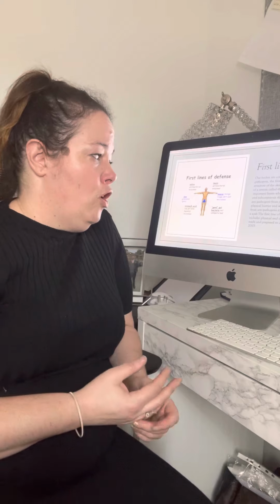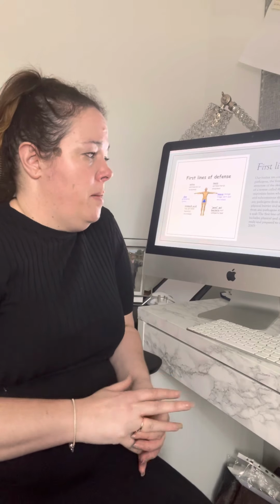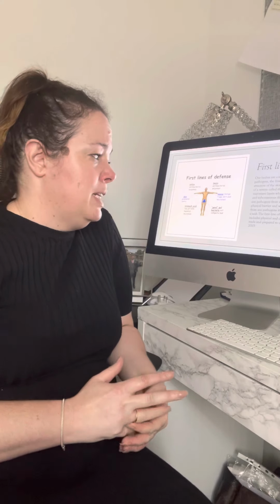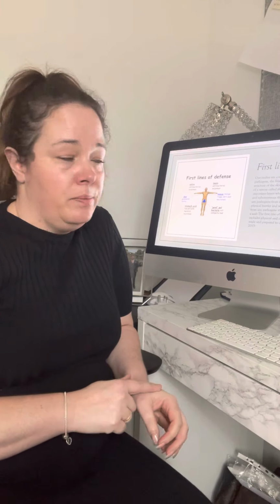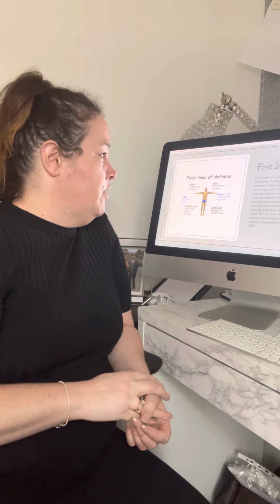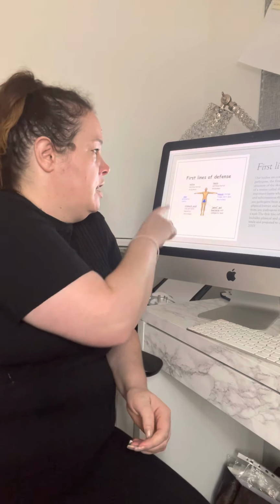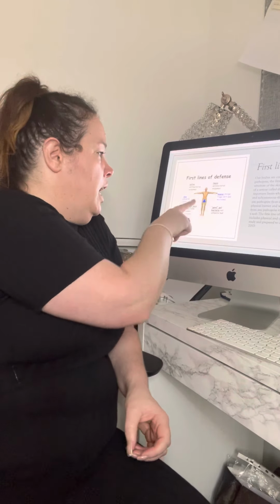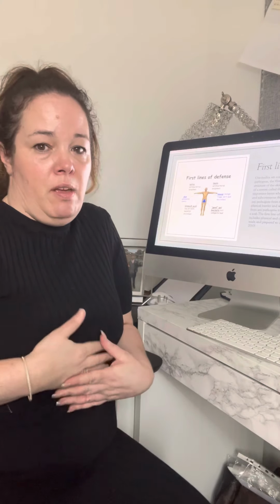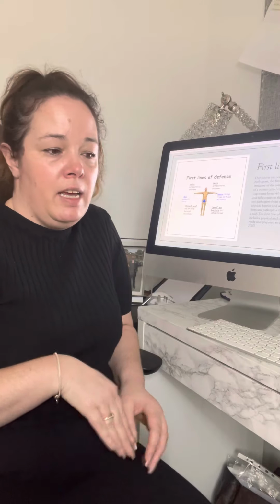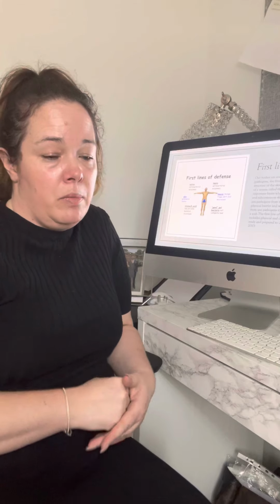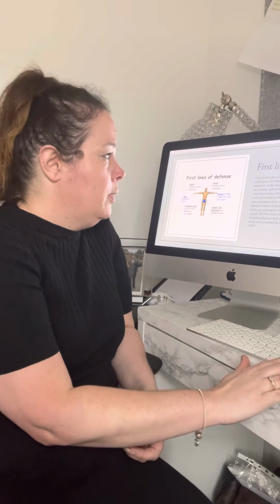The skin will form a physical barrier and will immediately start to heal itself from pathogens. It will do this by immediately forming a scab over your skin. Here I've got a picture of the first line of defence. So it's your saliva, your tears, your skin, and your stomach acid. If a pathogen has entered your body, the stomach acid will be your first line to protect it from any pathogens.